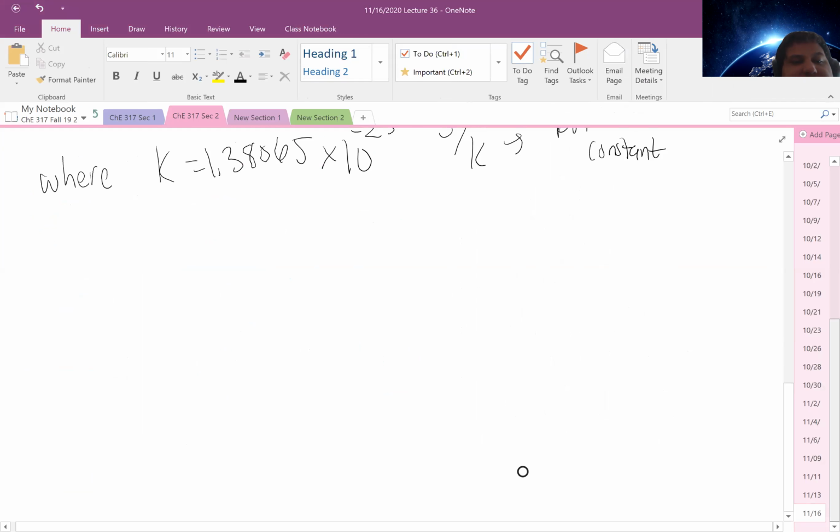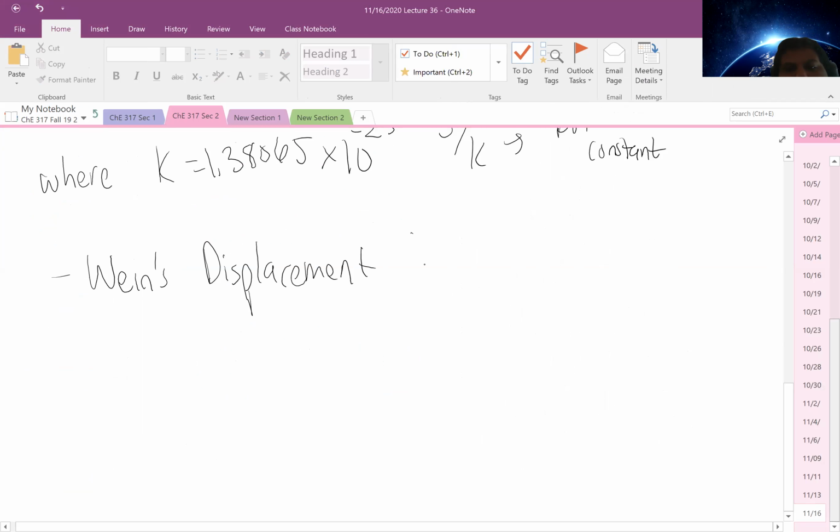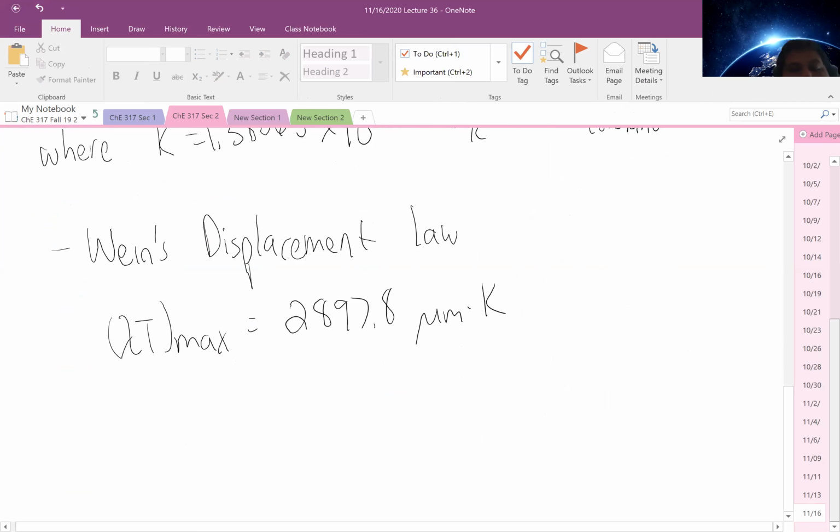So basically just for Wien's displacement law, lambda max T is 2897.8 micron Kelvin, where lambda max is just 2897.8 over T. And this will give you microns.